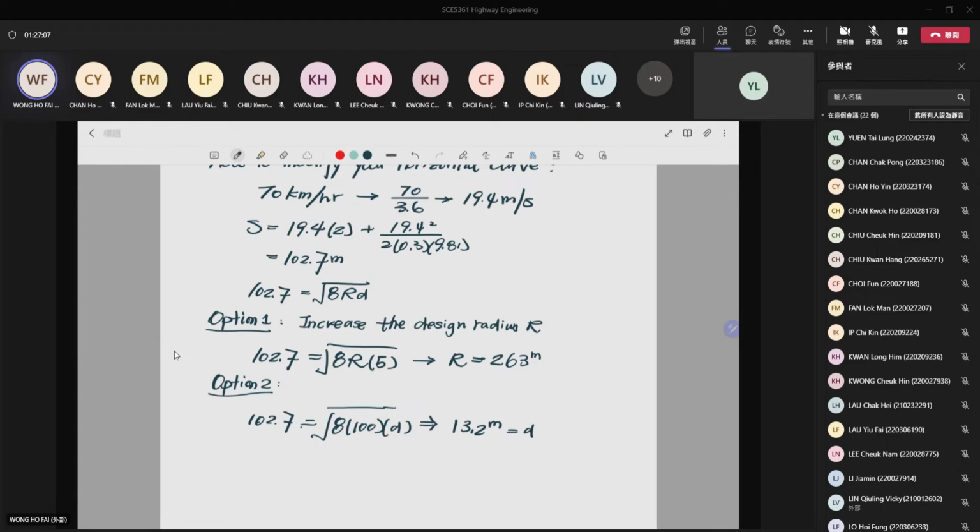Then actually you may increase R or you may increase D, okay? So you have two options to modify your curve in order to satisfy this criterion. Do you agree? Okay, let's take a 5 to 10 minute break, and then you may come back and we can have our next chapter. Okay?